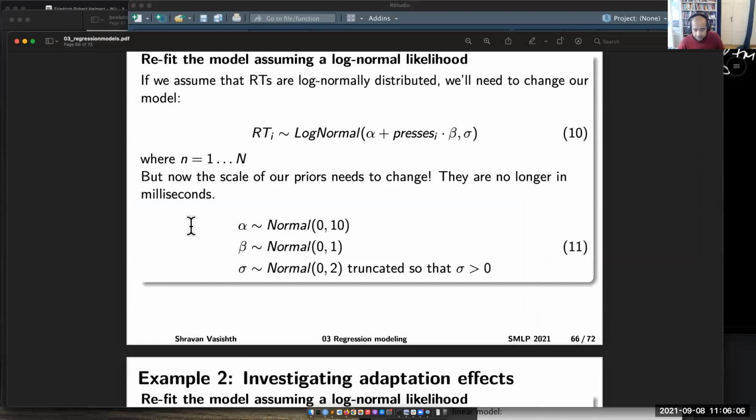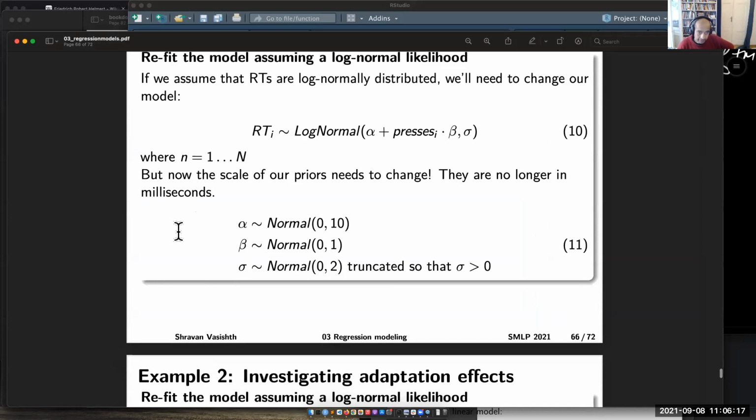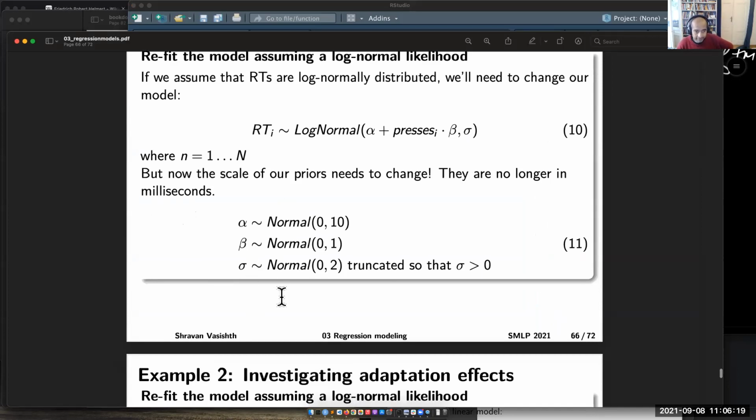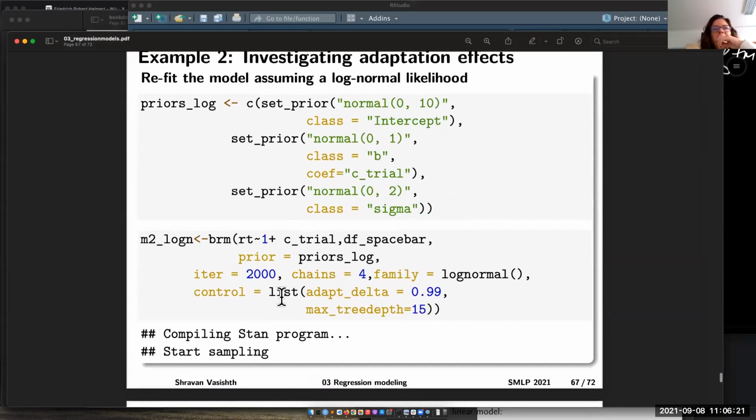You could have used another distribution. You could use the gamma likelihood or an ex-Gaussian. These are also options. These are more advanced options we can think about later. But that's what's happening here. Okay, thank you.